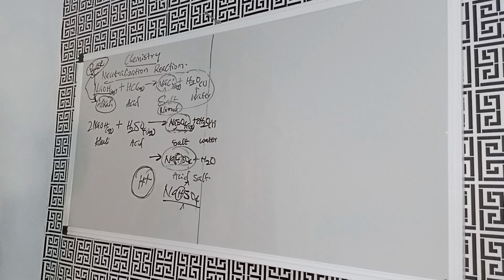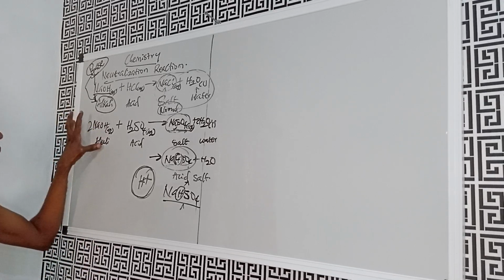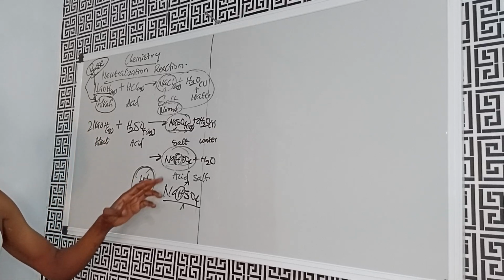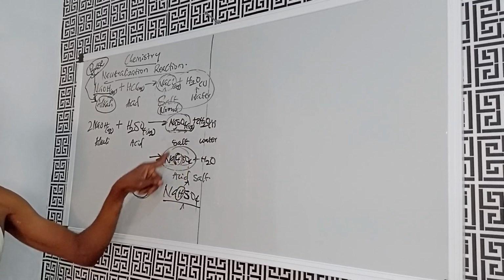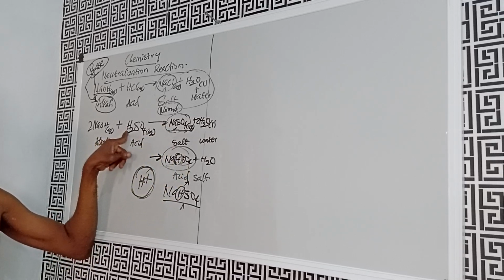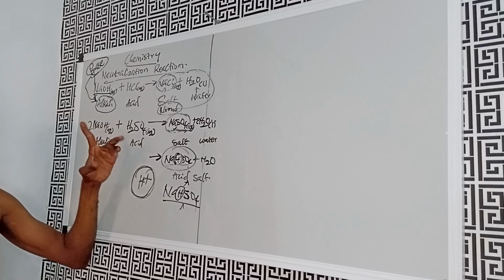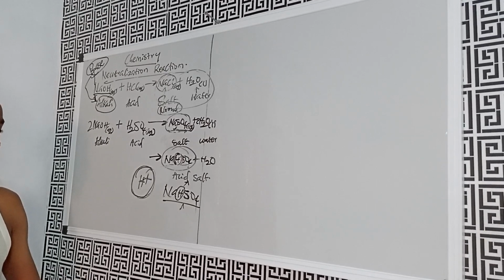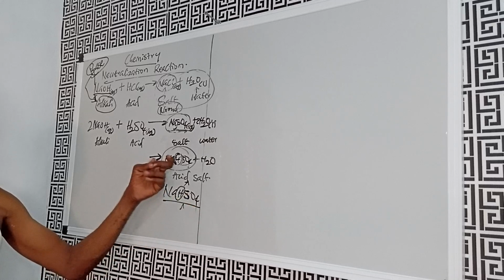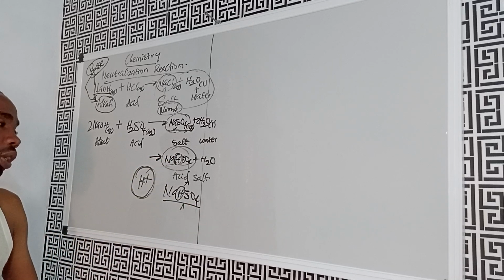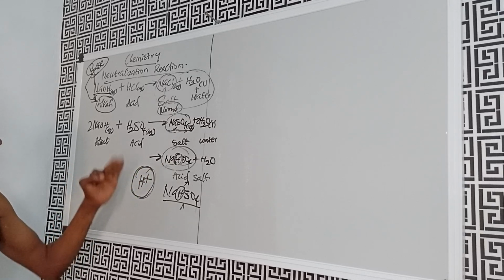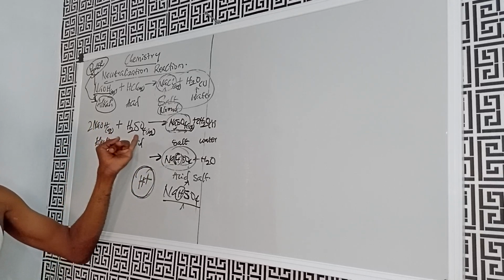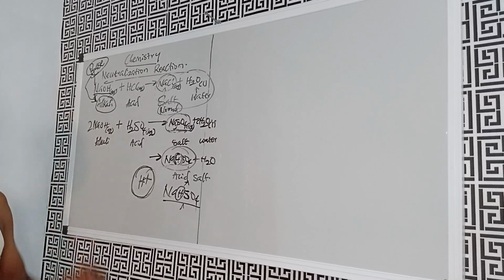Except in some cases where there is insufficient supply of sodium hydroxide, it can lead to formation of sodium hydrogen tetraoxosulfate VI. That means all the hydrogen ions in the acid will not be neutralized completely; only one of them is neutralized, which will go away with water, and the rest will be in the salt, which makes the salt acidic. In some others, when there is insufficient acid, it can lead to a basic salt.